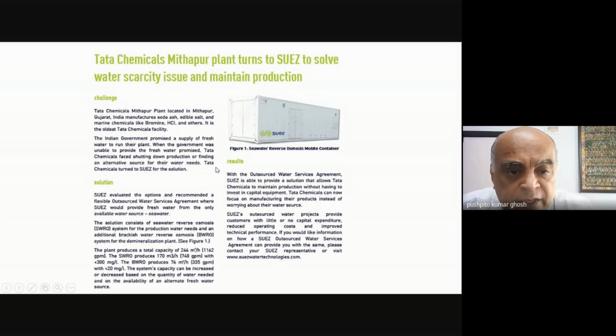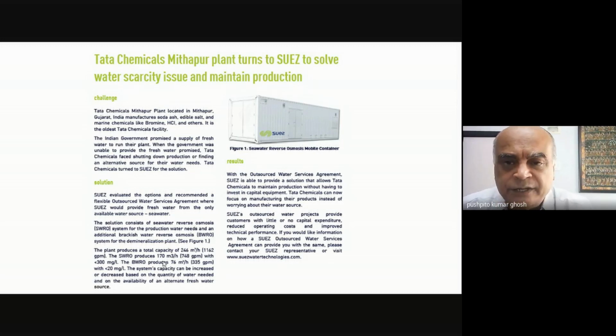And what are they doing? They are doing seawater desalination. Seawater reverse osmosis plants have been set up. Okay? And we are not talking about small plants. These are plants which will be producing what? Yeah, I think there's some figure here. 170 meter cube per hour. Multiply that by 24 because they're operating non-stop. You know how many million liters of water they are producing by desalination.